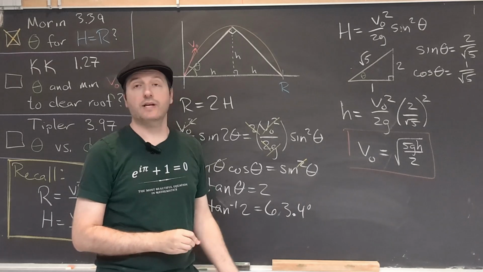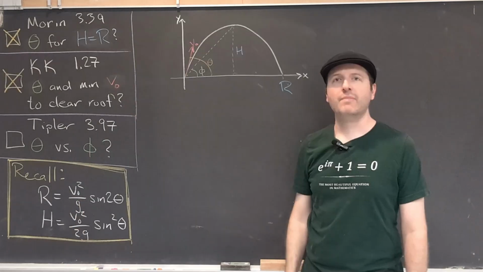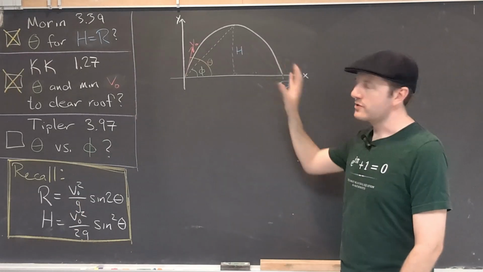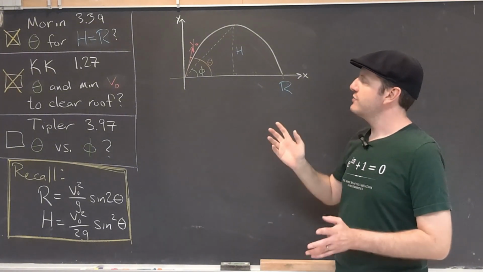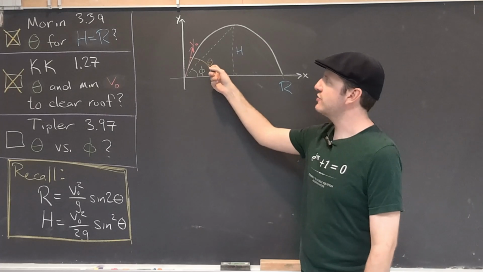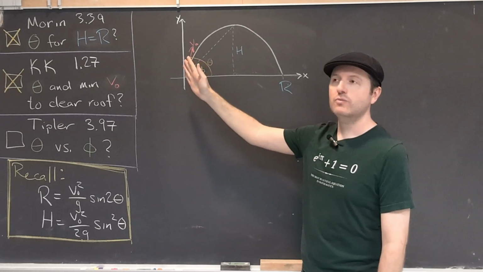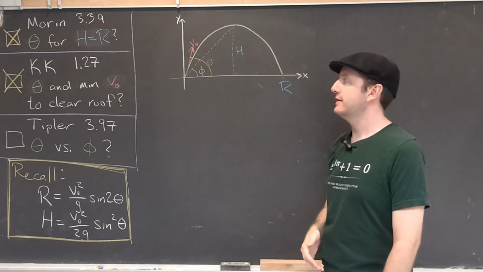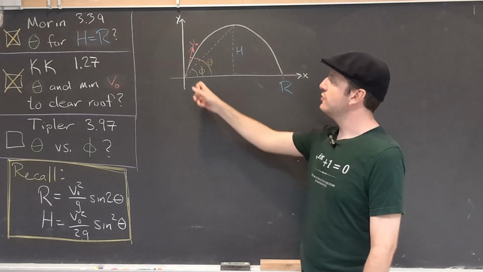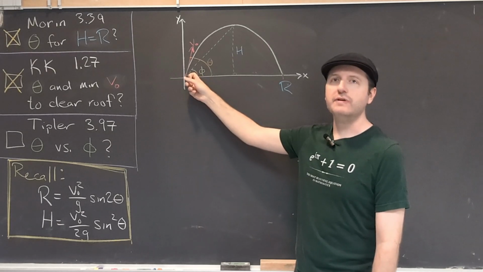Okay, that's our second problem. Let's go ahead and try the third one. In this last problem, let's go back to a generic projectile trajectory. And the question is, how can I relate the launch angle theta, which is the angle that is tangent to this parabola at its initial launch point, to the angle of elevation phi?